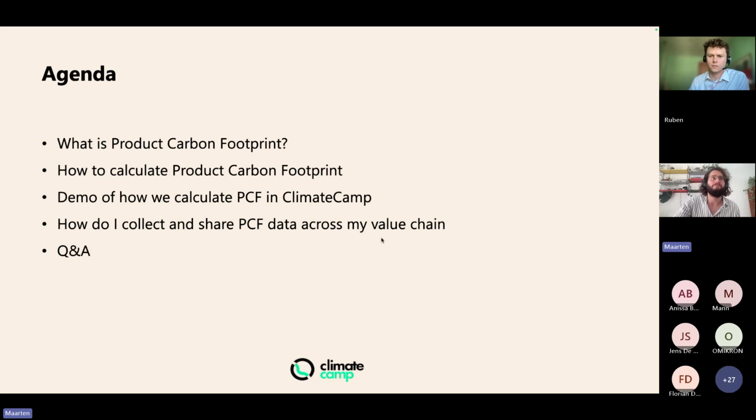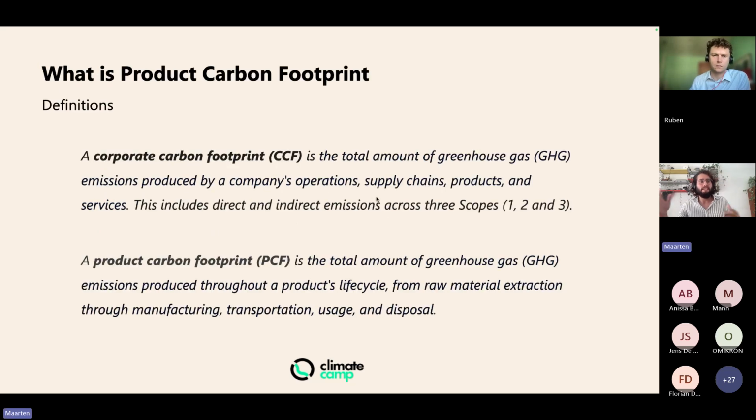So let's get started. Now, what is a product carbon footprint? Before we move into product carbon footprint, we have to talk about its big brother, corporate carbon footprint, or the total amount of greenhouse gas emissions produced by a company's operations, supply chains, products, and services. And this includes direct and indirect emissions across 3 scopes.